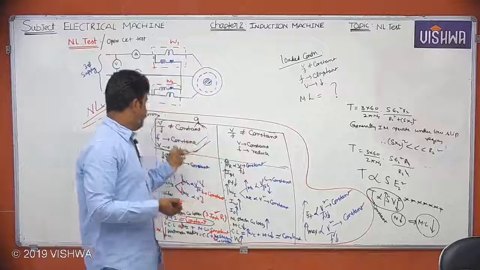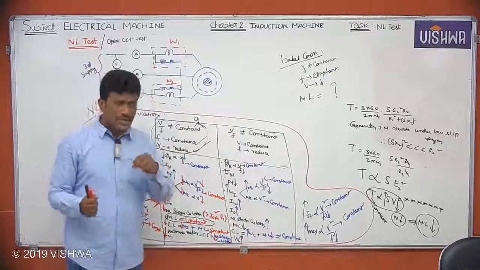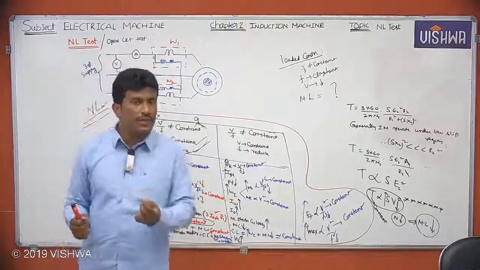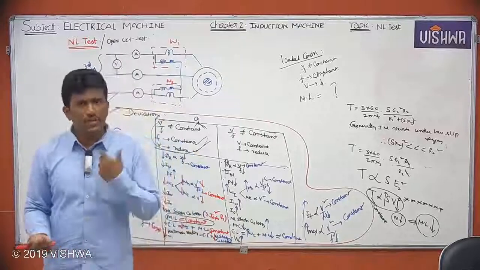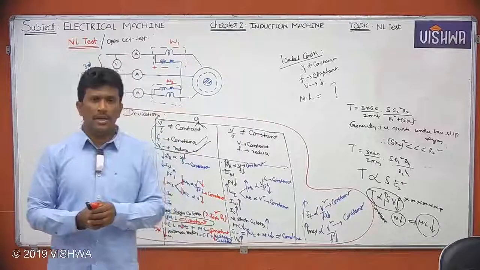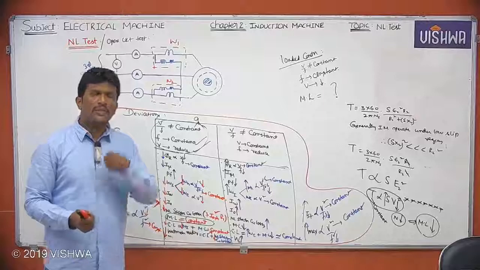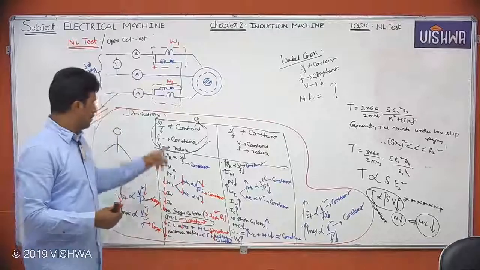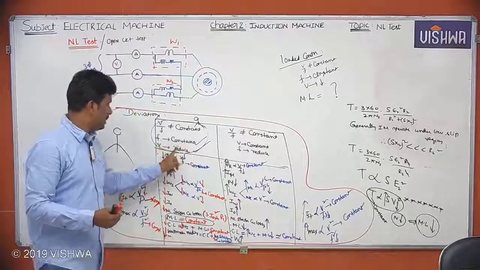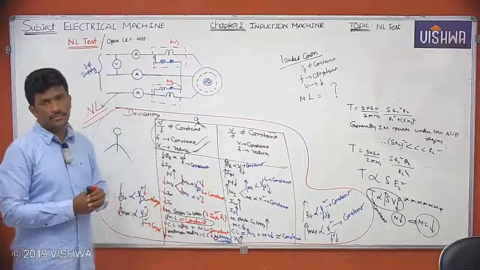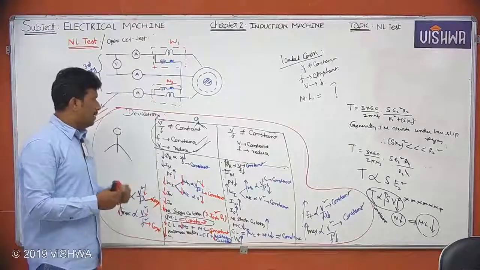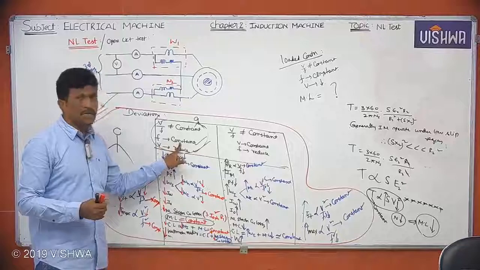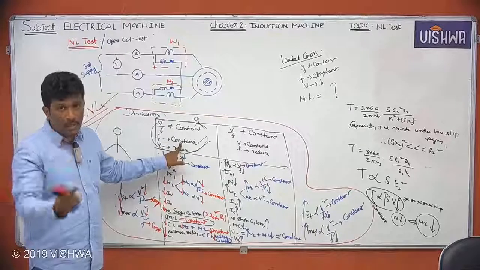Tell me, if voltage is reduced, see whether he has given any information regarding frequency? No. That means take frequency as constant. Because he is reducing voltage, so please take frequency constant. Frequency constant, voltage reduced. At that time, with frequency constant, what will happen to speed also? Constant.